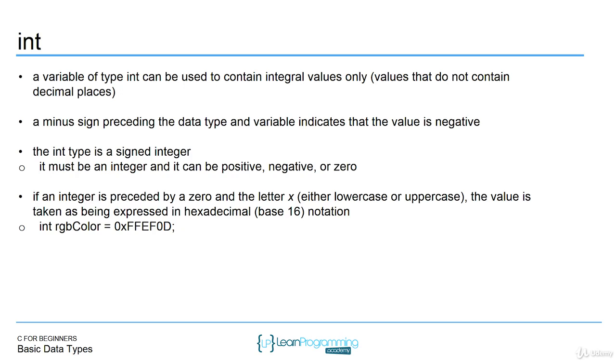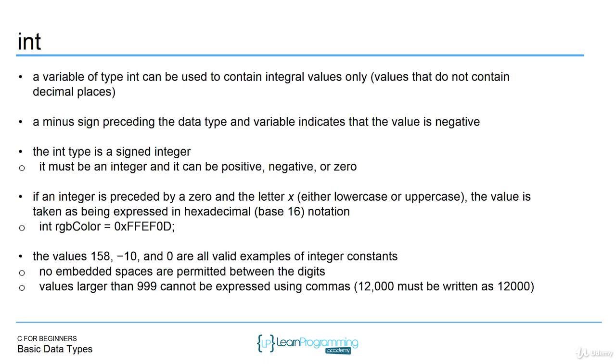So you may see this occasionally in your program where somebody's assigning a hexadecimal number, and you're probably thinking to yourself, well, an int only stores a whole number, but it can also store different representations. And so this is one with 0x preceding it. The values 158, negative 10, and 0 are all valid examples of constants that you can assign to integer variables. No embedded spaces are permitted between the digits.